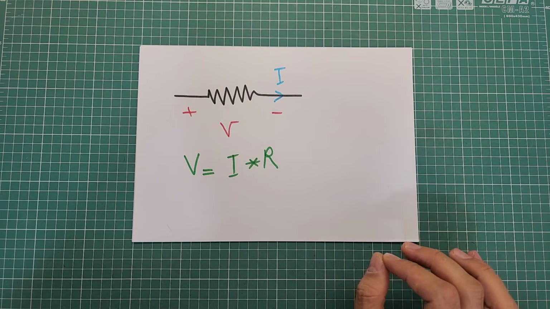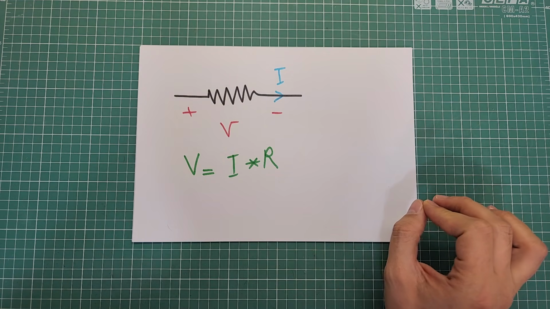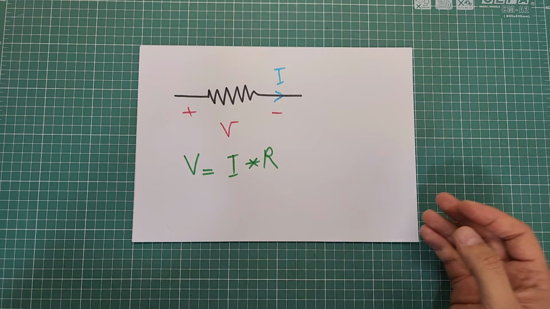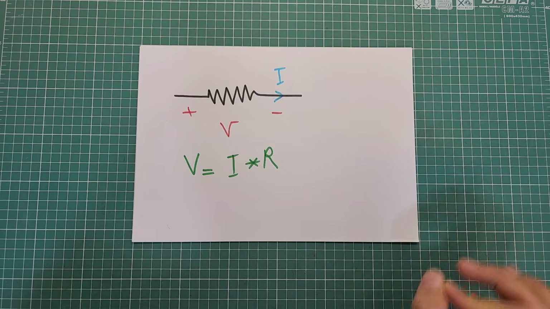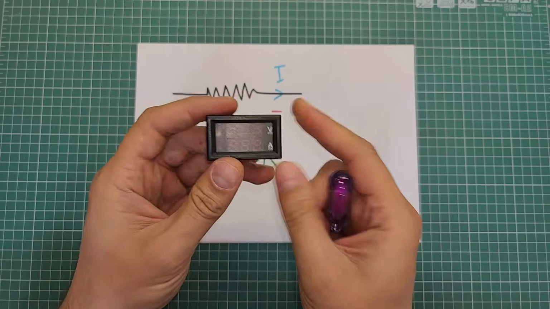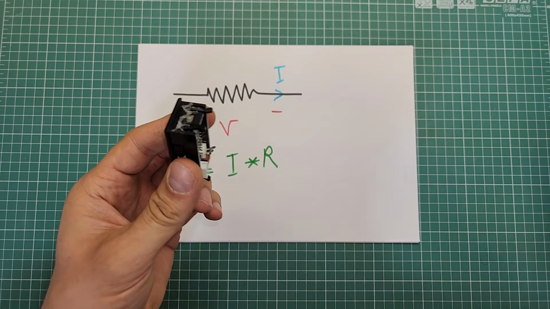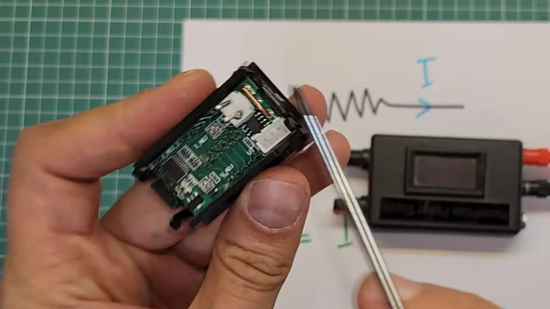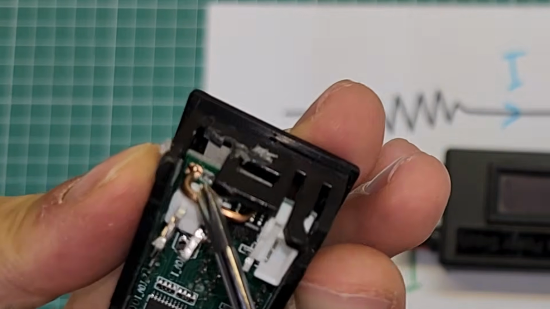Inside most ammeters, there is a shunt resistor. You may find shunt resistors in different shapes, types, and sizes, but all of them are used to measure current. This is a volt ammeter module mostly used in handmade power supplies like this one, and this is the shunt resistor inside this module. Look here.